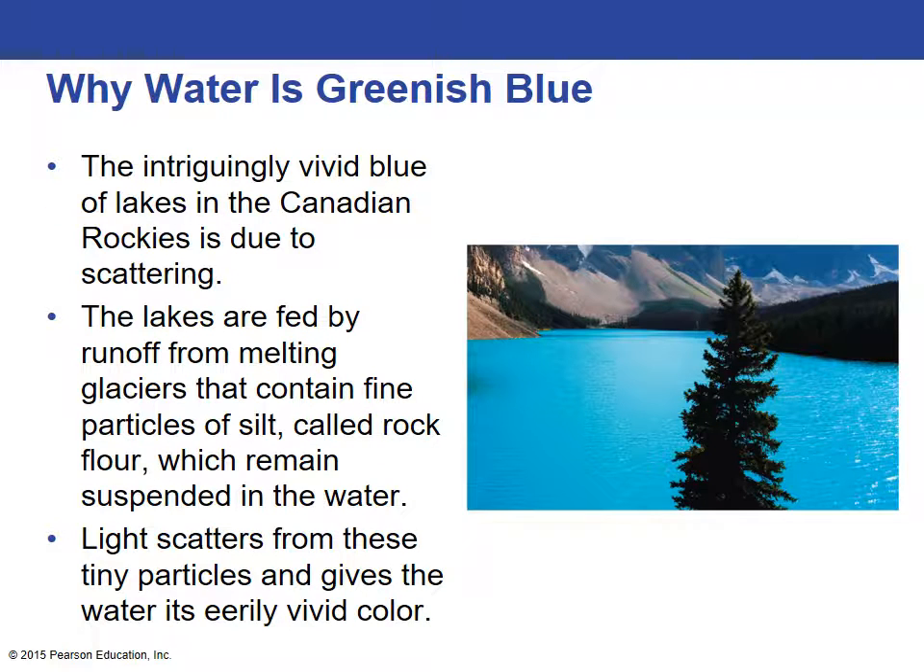Our last example here looks at why we see this really pretty greenish blue color in this lake in the Canadian Rockies. And these lakes are fed by runoff from melting glaciers that contain fine particles of silt called rock flour, and these remain suspended in the water. And light will scatter from these tiny particles and give the water its really vivid bluish greenish color.